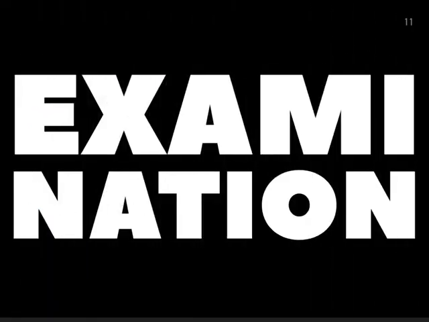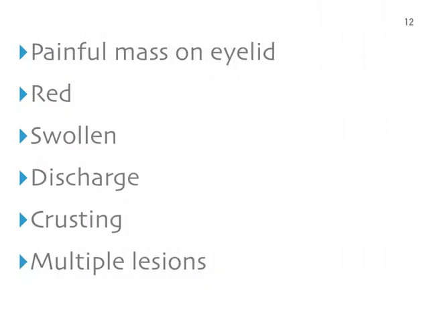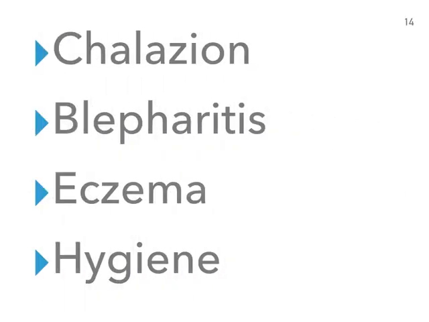The key features of examination that you might see will include basically what it looks like in the pictures: a painful mass on the eyelid. It's red, swollen, you might see a discharge or crusting, and you may or may not see multiple lesions. The causes of Styes or Hordeolums, they can occur spontaneously, but they can also be increased in rate by things like chalazion, blepharitis, eczema, and poor personal hygiene.